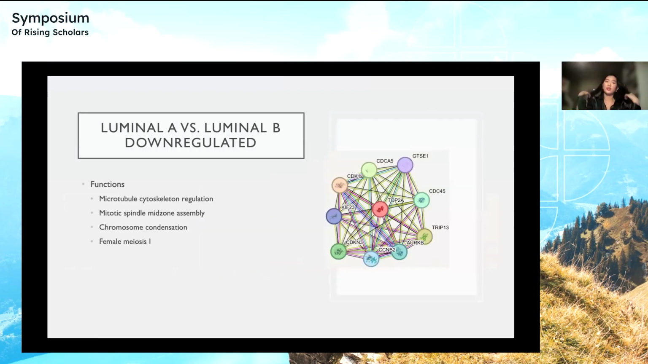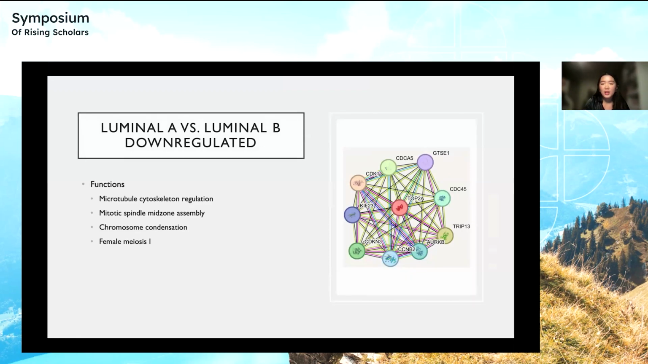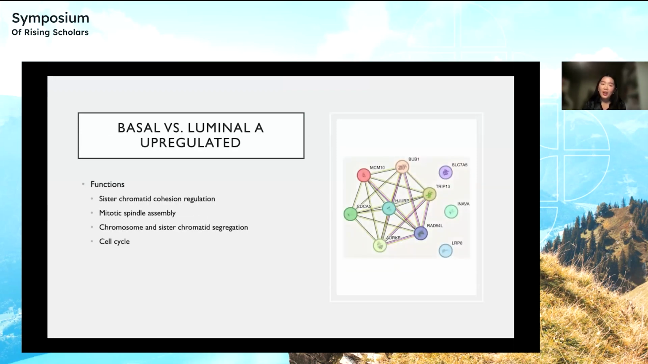Okay, so for the first one, this is luminal A versus luminal B downregulated. These two are the most common types of breast cancer. And you can see that there's a bunch of connections in between them. The functions that these genes were associated with were microtubule cytoskeleton regulation, mitotic spindle midzone assembly, chromosome condensation, and female meiosis 1. And then moving on to basal and luminal A upregulated. Some of these functions include sister chromatid cohesion regulation, mitotic spindle assembly, chromosome and sister chromatid segregation, and aiding in the cell cycle in general.